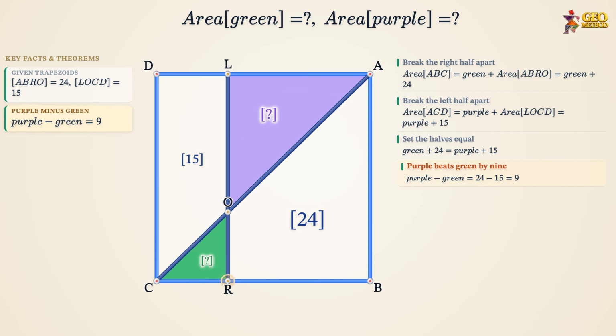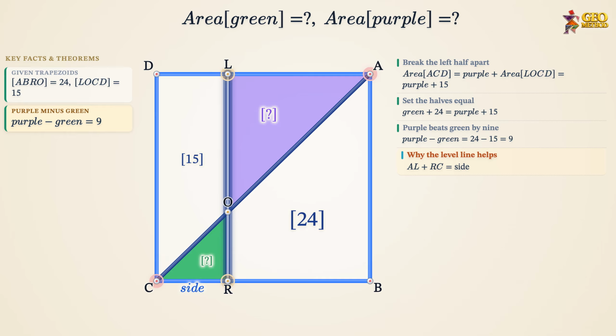Move green to the right and 15 to the left. 24 minus 15 is 9, so the purple area exceeds the green area by exactly 9. That is a clean first relation, but with two unknowns and one equation, we still need a second.